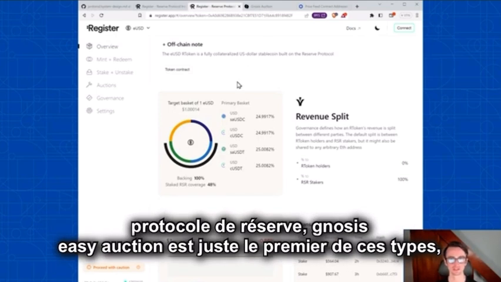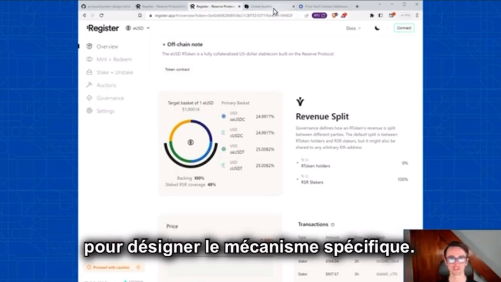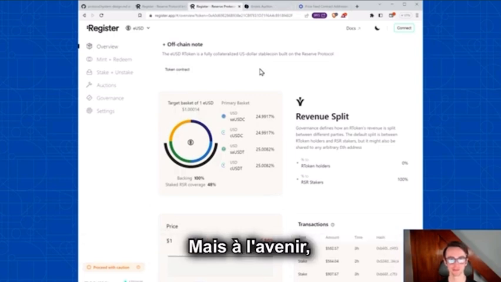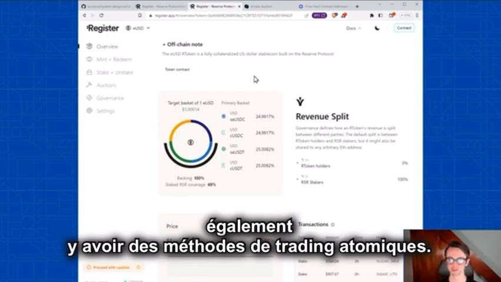Gnosis Easy Auction is just the first of these kinds, and we generally use the term auctions as shorthand to refer to the specific mechanism. But in the future, there might be multiple auction mechanisms, and there might be atomic trading methods as well.